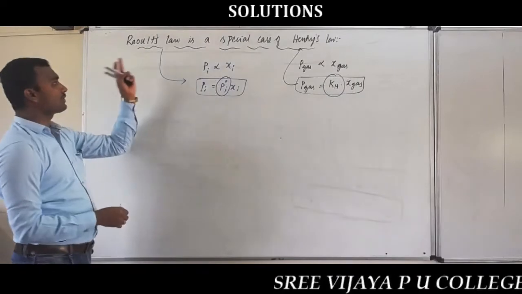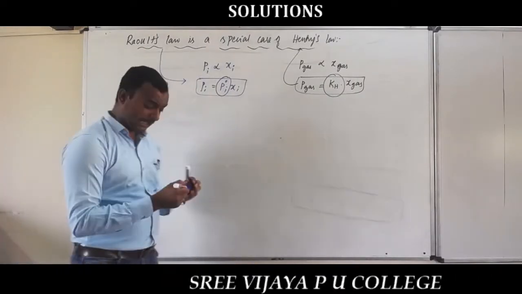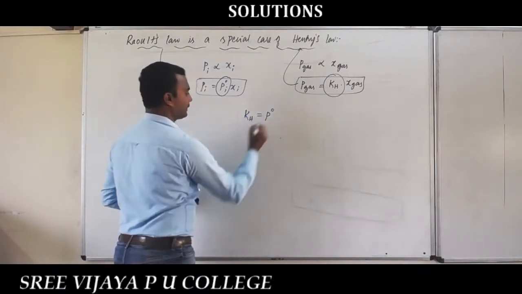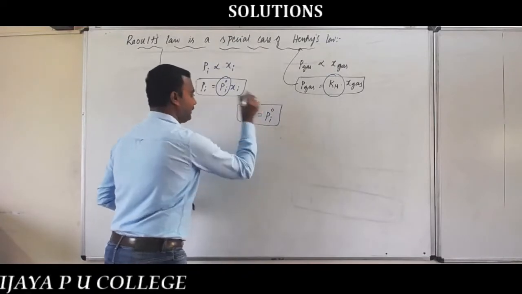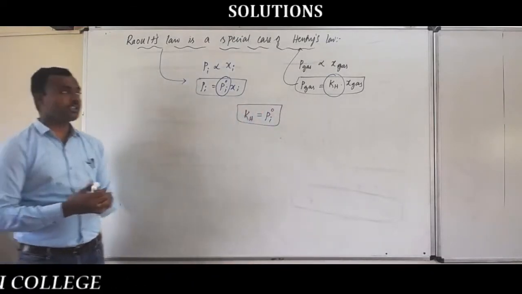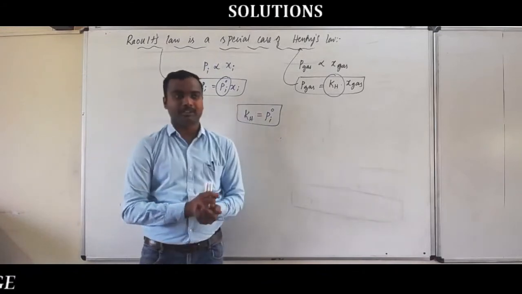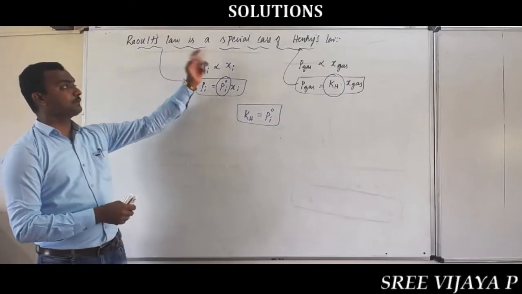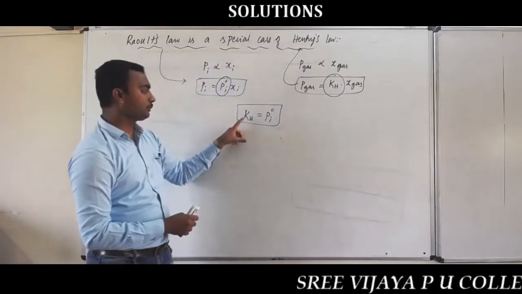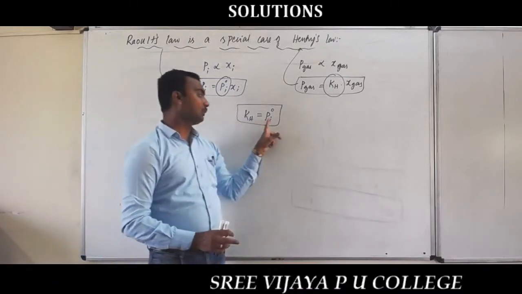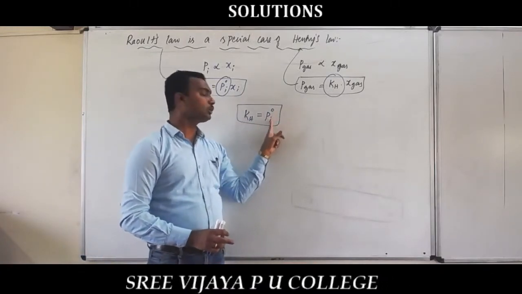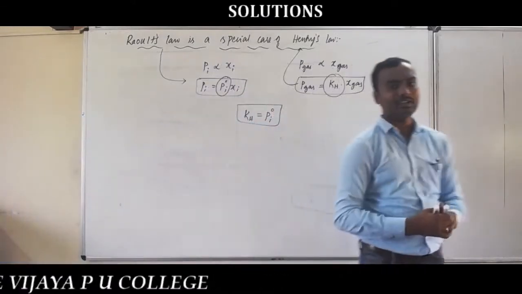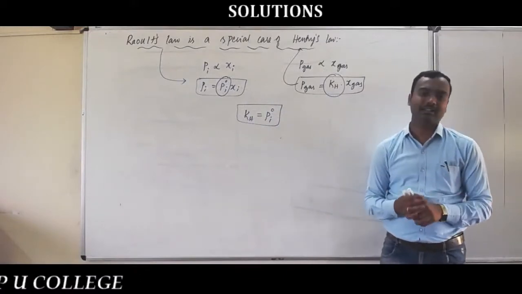So therefore, Raoult's law is a special case of Henry's law in which the proportionality constant Kh is equal to the vapor pressure of pure component i. So ಎರಡು ಸೈನ್ ಆಗಿದೆ. Raoult's law is a special case of Henry's law. ಎರಡು ಸ್ಟೇಟ್ಮೆಂಟ್ ಒಂದೇ ತರ ಬರುತ್ತೆ, but only differs in the proportionality constant. Hence we can take Raoult's law as a special case of Henry's law in which proportionality constant, Henry's constant, is equal to the vapor pressure of pure component. So that's why Raoult's law is taken as a special case of Henry's law. In the statement ಒಂದೇ ತರ ಬರುತ್ತೆ, only proportionality constant ಮಾತ್ರ ಏನಾಗಿರುತ್ತೆ, differ ಆಗಿರುತ್ತೆ.